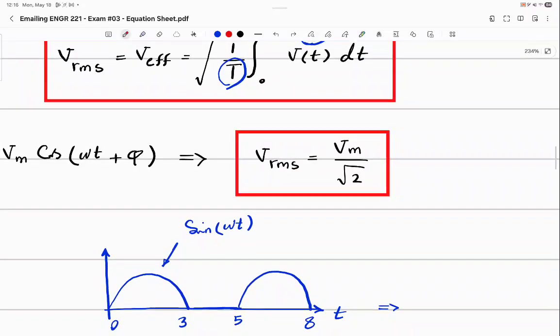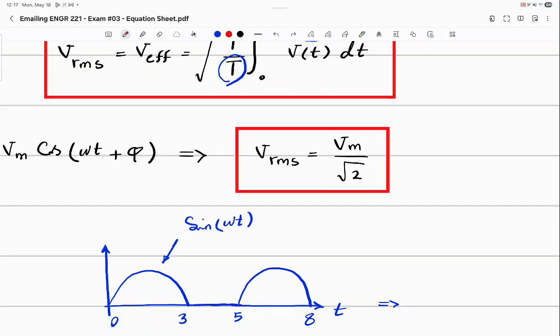Okay, let me ask you this first. What is the period of this signal? That's one of the common mistakes, almost half and half. Is it 3 or no? Why not? Because does it complete a cycle in 3 seconds? No, in 5 seconds. That's very important. 5 is the period.